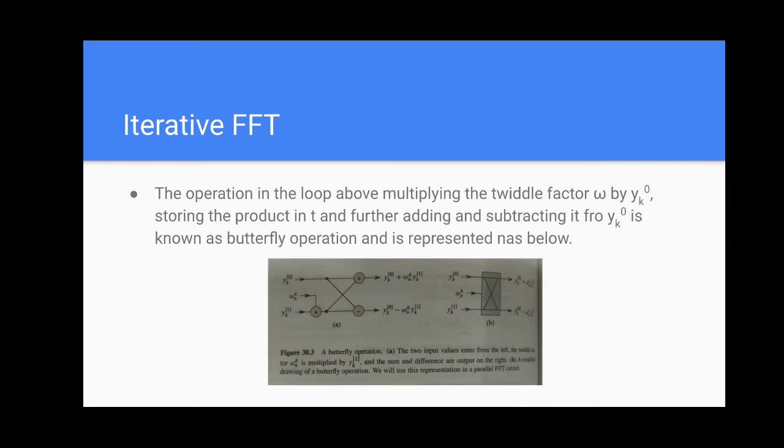The operation in the loop above, which is multiplying the twiddle factor omega by yk and storing the product in t, and further adding and subtracting it from yk, is known as a butterfly operation and can be represented as below. You can notice here the yks are going to be used for multiplication and addition to get the required values, and the same is represented in a block form in the right part of the figure.